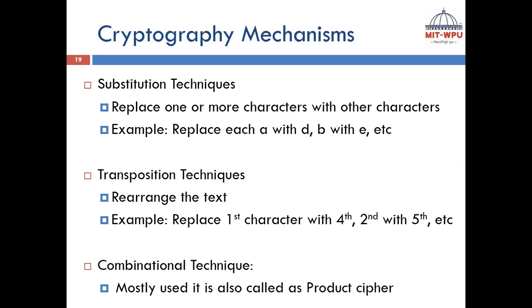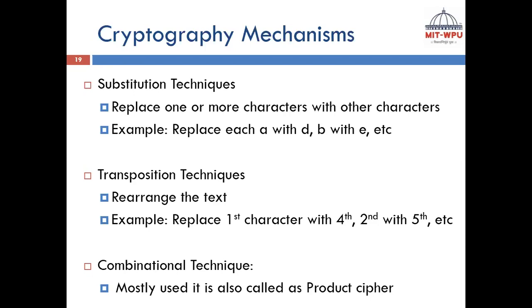Now there are different primary or initial mechanisms, which we call substitution techniques and transposition techniques. These are important techniques which came in the initial period of cryptography. The substitution technique is the simplest one, where we replace one or more characters with other characters. For example, replace each E with D, B with E, etc., in an original message or plain text which you want to transfer.